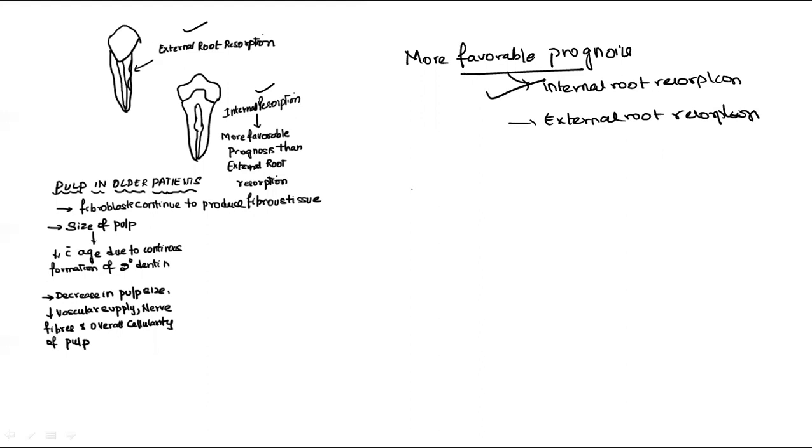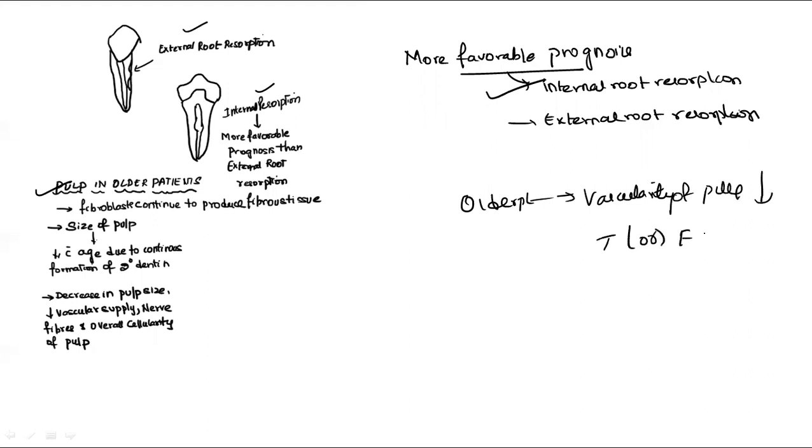Next question is pulp in older patients. In older patients, the vascularity of pulp decreases. Is it a true statement or a false statement? It was the question. So, in older patients, the vascularity of the pulp decreases, and it's a true statement because fibroblasts continue to produce fibrous tissue.